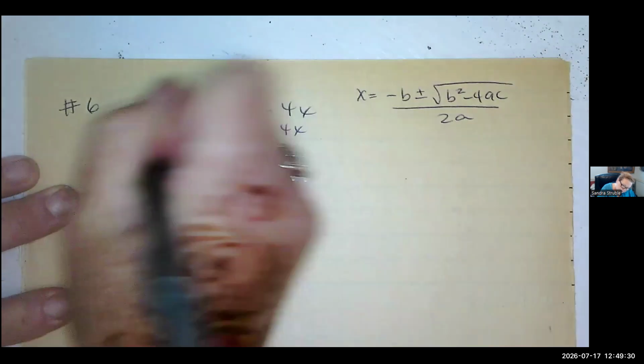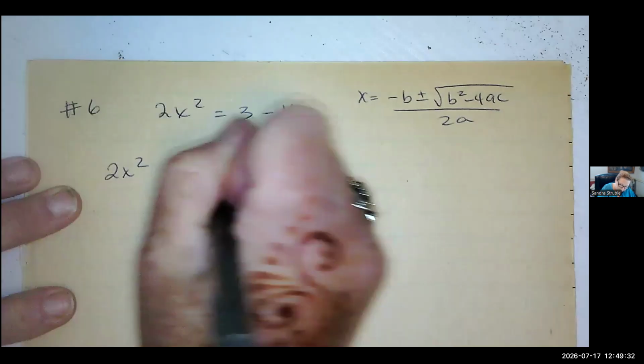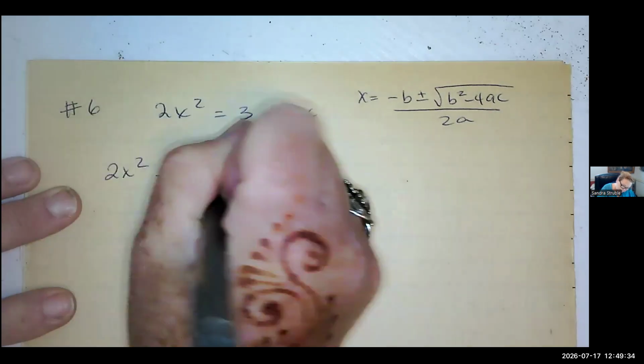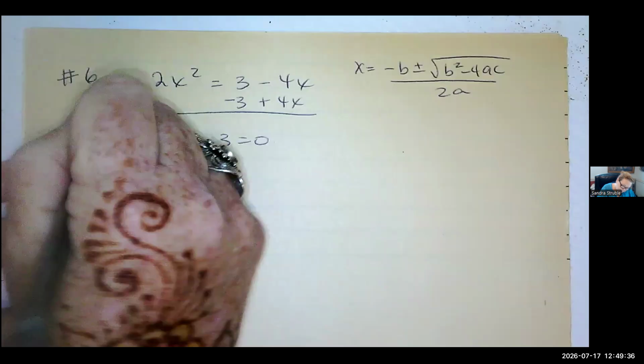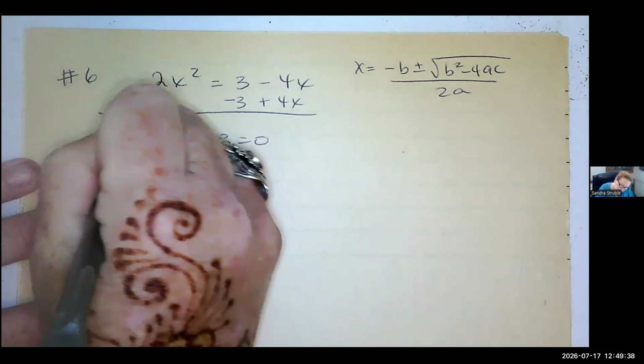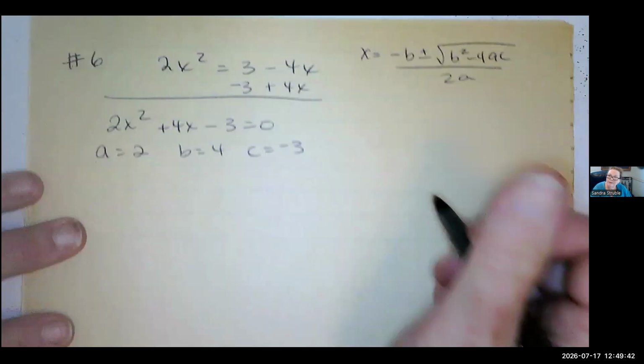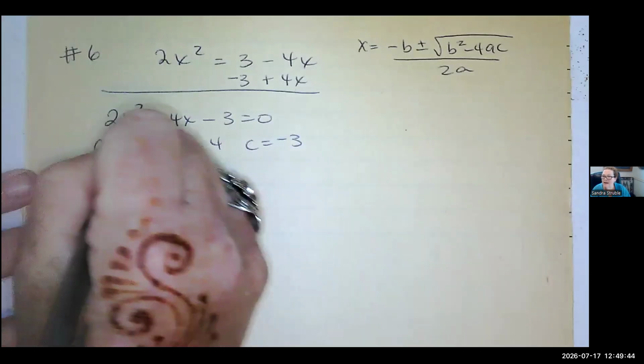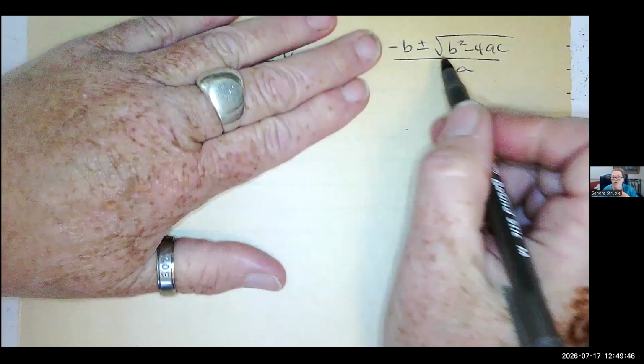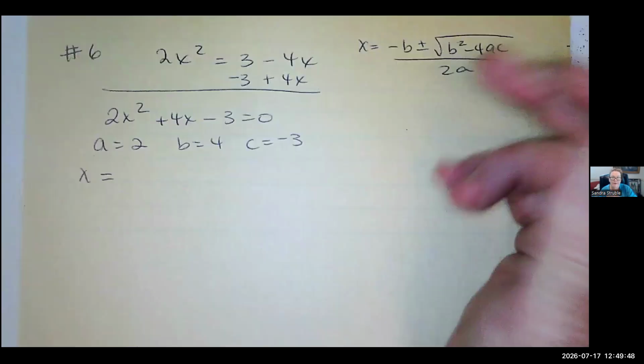Add 4x and subtract 3. A is 2, b is 4, c is negative 3. Now it's plug and chug. X equals, don't forget the x equals. It's not just this. It's x equals. We're solving. When you solve, you have to have x equals something.